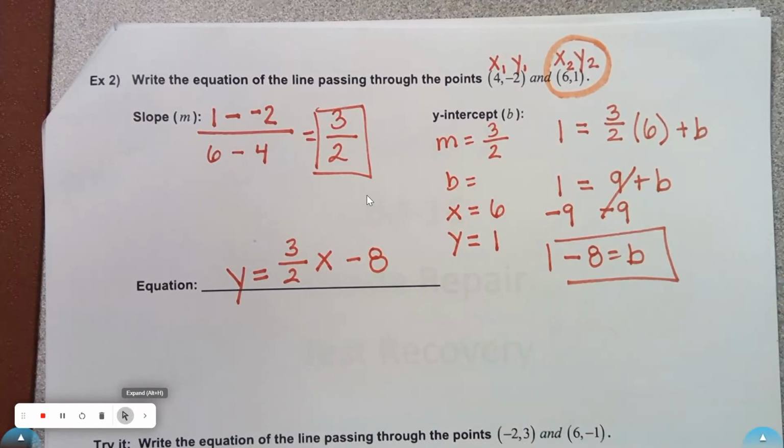So for the try it at the bottom, I am going to have you try it by yourself, so you can pause the video right here. Once you are done, you can go ahead and unpause it so that I can show you the answer for the try.